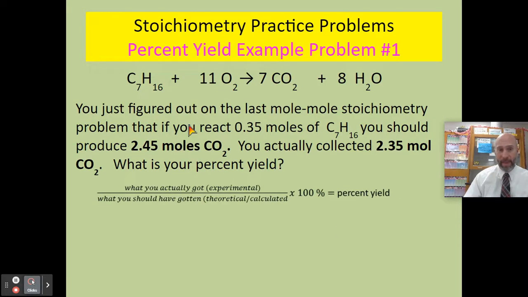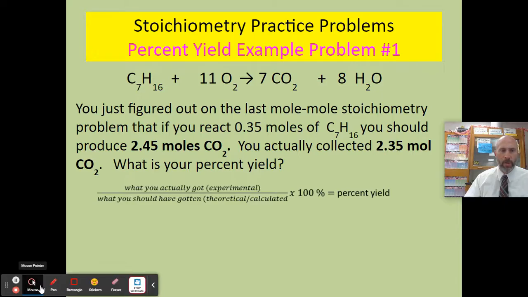We just figured out on that last problem, if you remember, that if we reacted 0.35 moles, we should produce, theoretically, mathematically, 2.45 moles of CO2. Well, let's say you do that experiment, but you actually collected 2.35. So you didn't quite get the 2.45. The question then is, what is your percent yield?